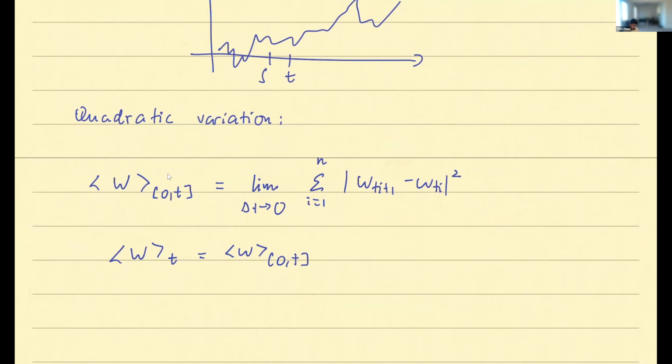It's kind of useful for this reason. So, several remarks. First of all, you see that the quadratic variation, how does the quadratic variation behave as t increases?